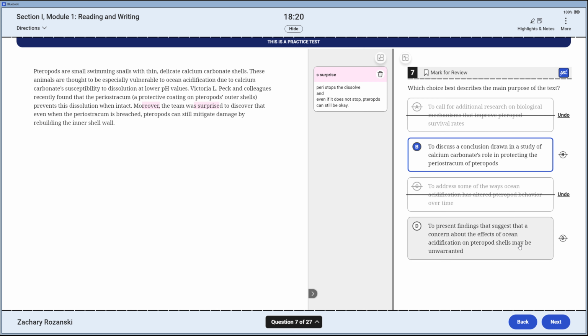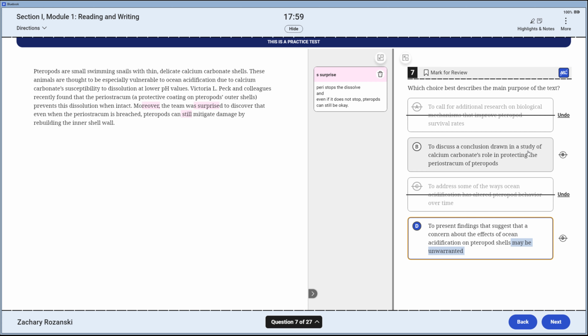And then I got D: to present findings that suggest that a concern about the effects of the acid may be unwarranted. I missed the signal element at first, but now that I pop over, I see this, that they're so resilient despite things. And that does agree with the "may be unwarranted." I really like this. When I go back to B, both of them seem chill.